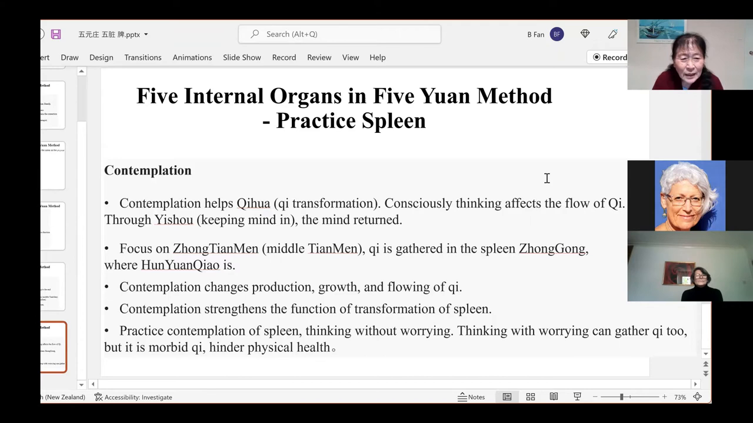Contemplation helps qihua. Qihua is qi transformation. Consciously thinking affects the flowing of qi. And through yishou, keeping the mind returned, yishou is the mind coming back. That's contemplation, making the mind come back. And focus on Zhong Tianmen, the middle Tianmen, the qi gathered in the spleen, Zhong Gong. So we said the qi gathers in the middle of the spleen. There is where Huiyuan Qiao is.